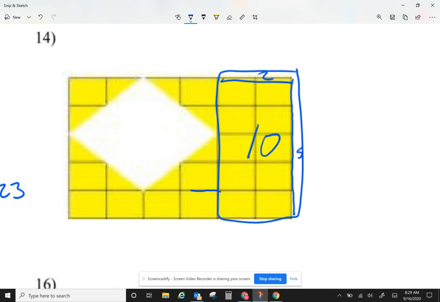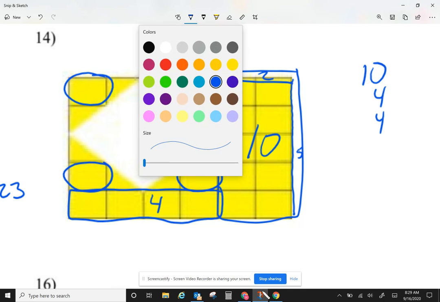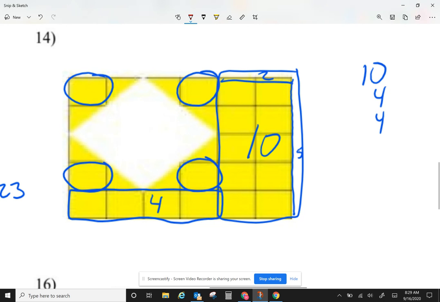Then I have a small rectangle here. There's 4 squares there. Remember, area technically means how many squares are in there. So I'm just going to add my squares. And then there's 1, 2, 3, and 4. So far I had 10 from the big rectangle, 4 from the small rectangle, and the 4 that I just added. Even then, I still have more squares because I still see more yellow stuff in there.